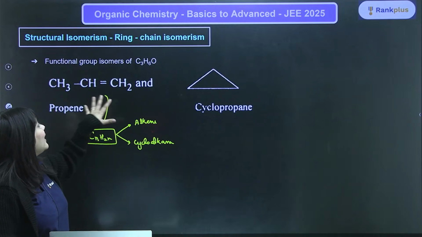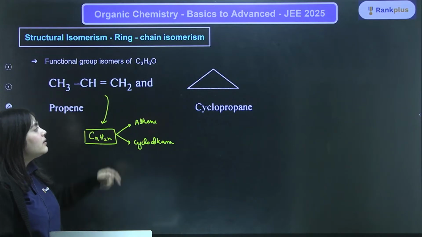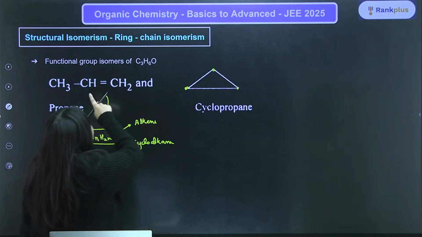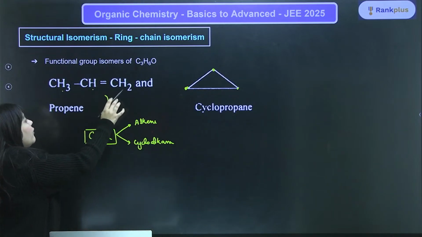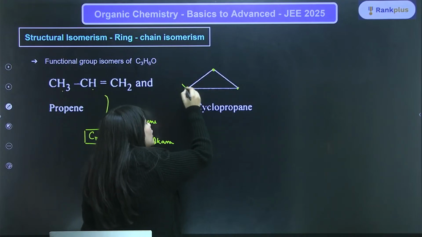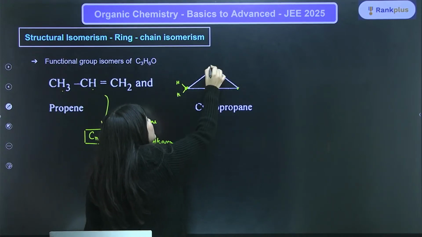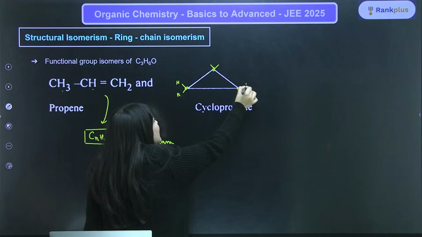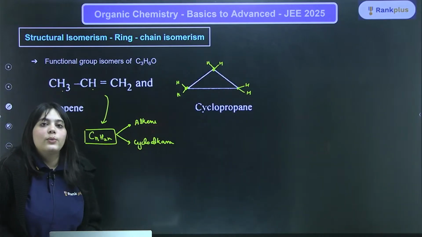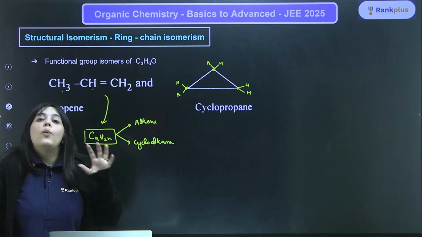Now look at this alkene over here. This has 3 carbons. This cyclopropane also has 3 carbons. This alkene has 6 hydrogens. Count the number of hydrogens on this cyclopropane: 1, 2, 3, 4, 5, 6. 6 hydrogens are present on the cyclopropane as well. So these two actually show what kind of isomerism?